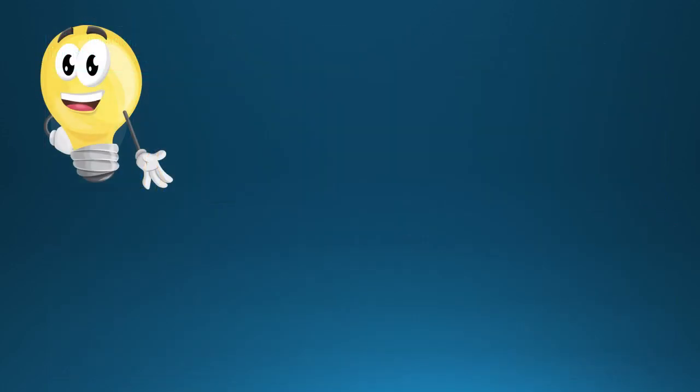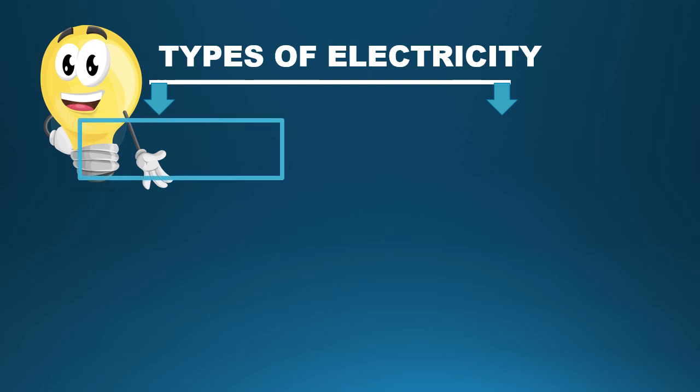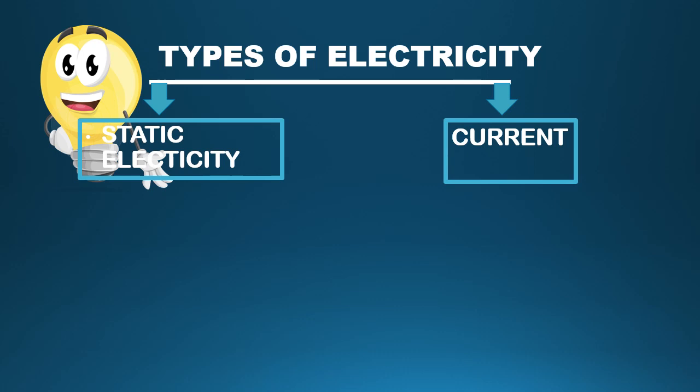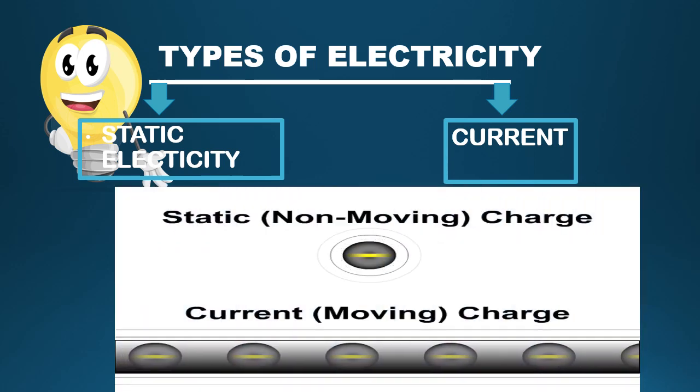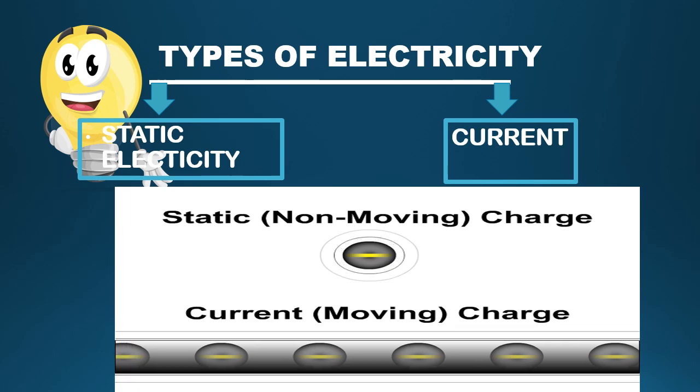Now, let's start today's lecture. Today's lecture is all about types of electricity. There are two types of electricity. One is static electricity and the other one is current. Static means non-moving charges, but current means moving charges.